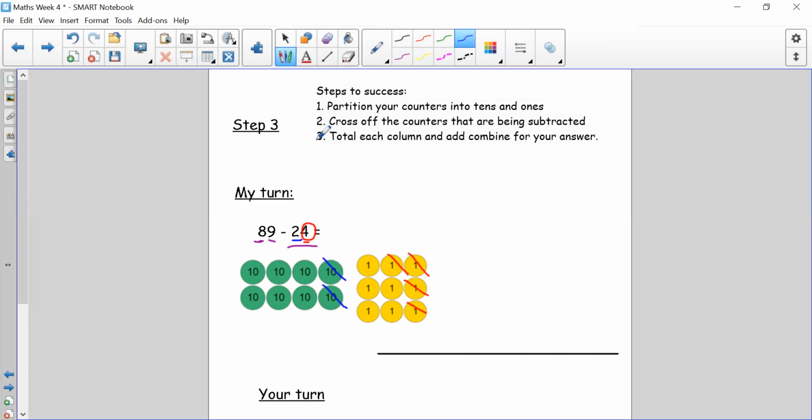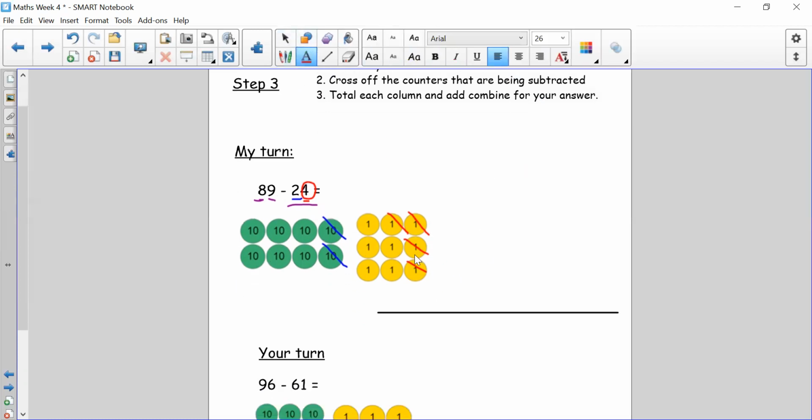Now my third step is that I need to total each column and then combine them. So let's total my ones. I have 1, 2, 3, 4, 5. I have 5 ones. I then have to total my tens. 10, 20, 30, 40, 50, 60. I have 60 in my tens column. 1, 2, 3, 4, 5, 6. 60 is 6 tens. And then I need to add them together. So 60 plus 5 equals 65. So my number sentence for 89, take away 24, is 65.